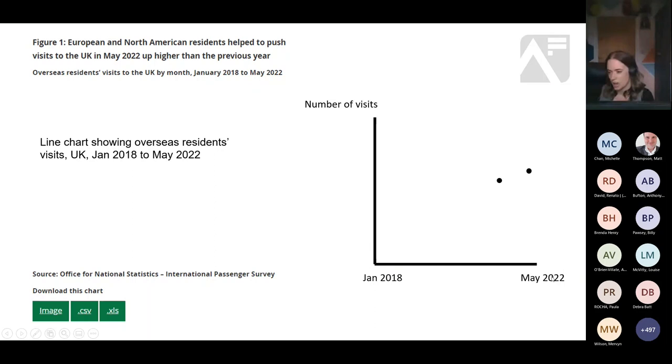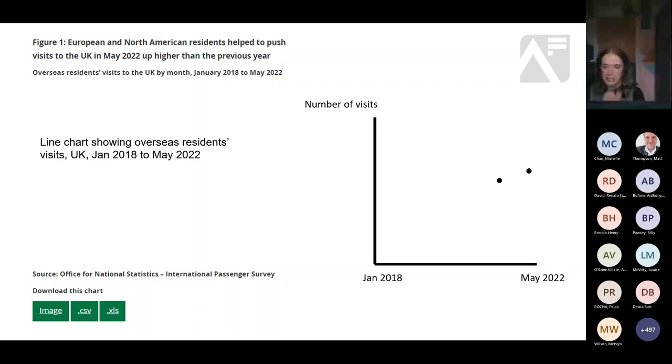I know we're talking about number of visits. I know the time period we're talking about. And I know from here, where's it gone? From here, the visits to the UK in May 22 are up higher than the previous year. So I know this dot is higher than this dot. But that's all I can really get from that heading and that alternative text. I can't really get any detail of what that chart is like.